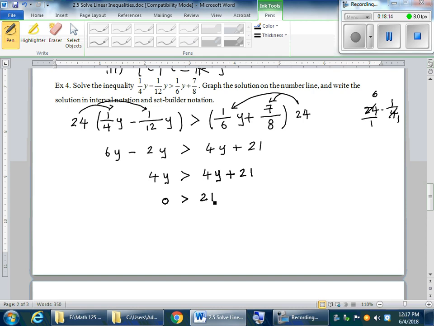So this is obviously the opposite of the previous example, right? Because the leftover statement in this case is false. So what does that mean? That means no solution.